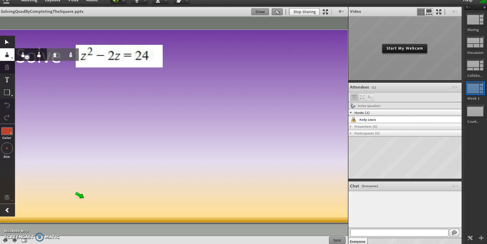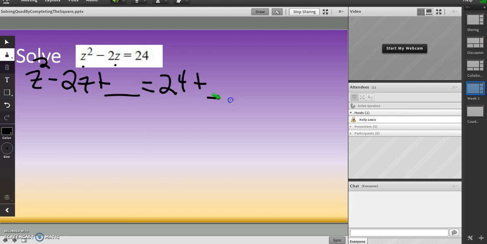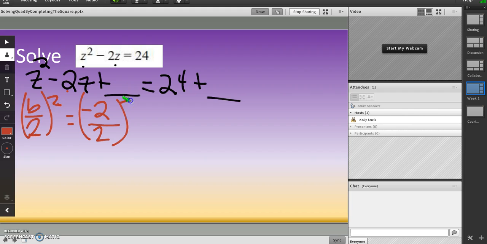All right, this already has the squared term and the linear term by itself. So we're going to do z squared minus 2z plus blank equals 24 plus blank. In that blank, we're going to do b/2 squared. So b is this -2, and I have that 2. And then it's squared. So -2/2 is -1. Squared is 1. So I'm going to put 1 here in that spot.